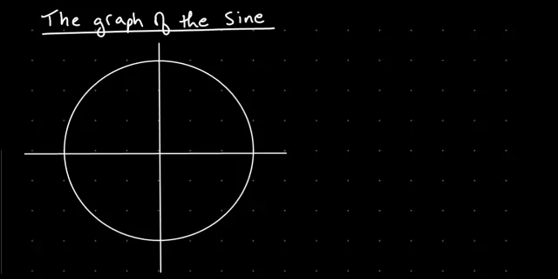Now we're going to be talking about the graph of the sine and the cosine. So the first thing we're going to look at here is the graph of the sine. And so we first have to figure out really what that's talking about. So let's say we have a function, and our function is f of x equals sine of x.